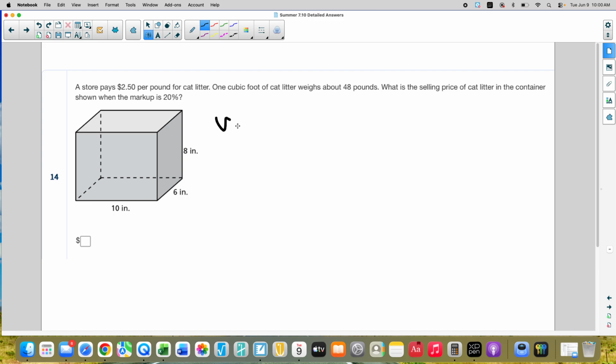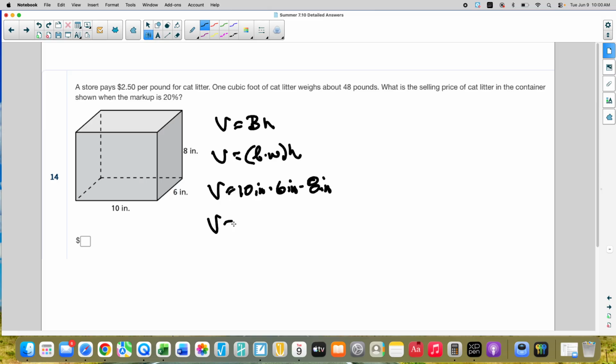So we have to find the volume, which is big B times H. Volume equals base shape, length times width, times height. So we have 10 inches times 6 inches times the height, which is 8 inches. 6 times 8 is 48. So 480 cubic inches.